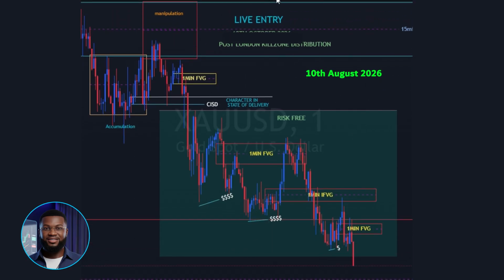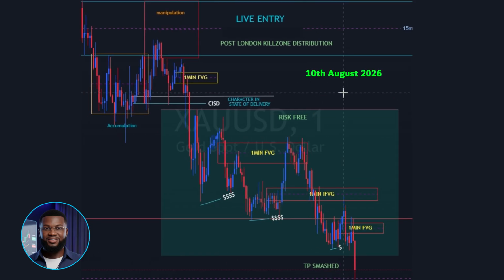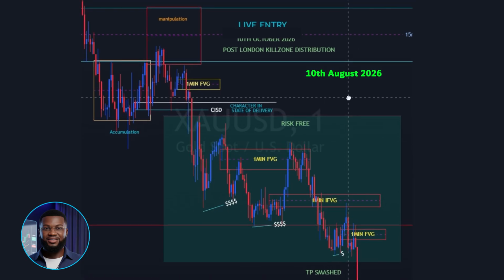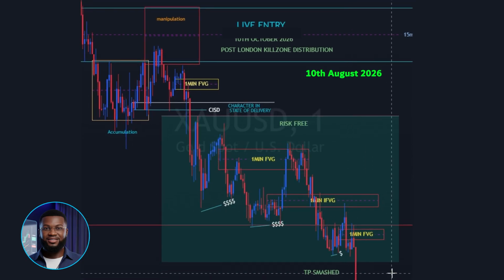All right, guys. So as we predicted before, you can see from the beginning, right here from the accumulation. I've shown you how price made the delivery down to the sell side, every particular second, how the manipulation was made to the entries and everything. You can see that this is a full delivery of price.